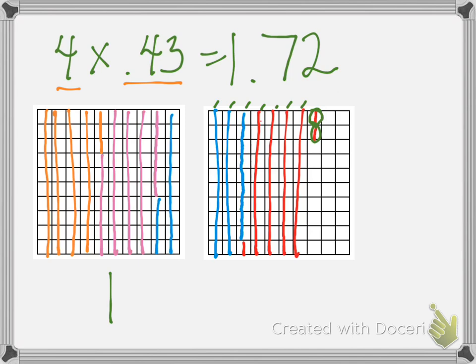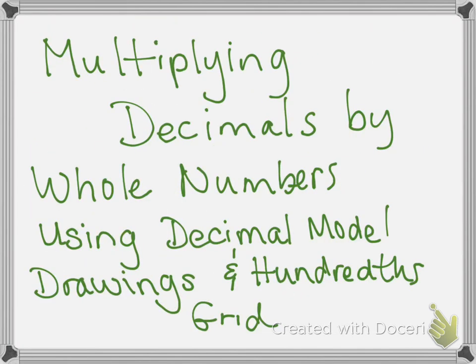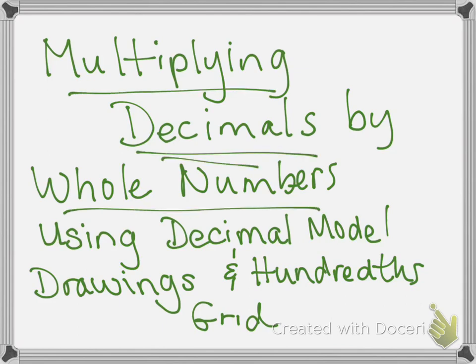So that is a quick tutorial on 2 different strategies for multiplying decimals by whole numbers using the decimal model drawing and the hundredths grid. So you want to think out of those 2 which one works best for your brain, and that's the one that you can use.